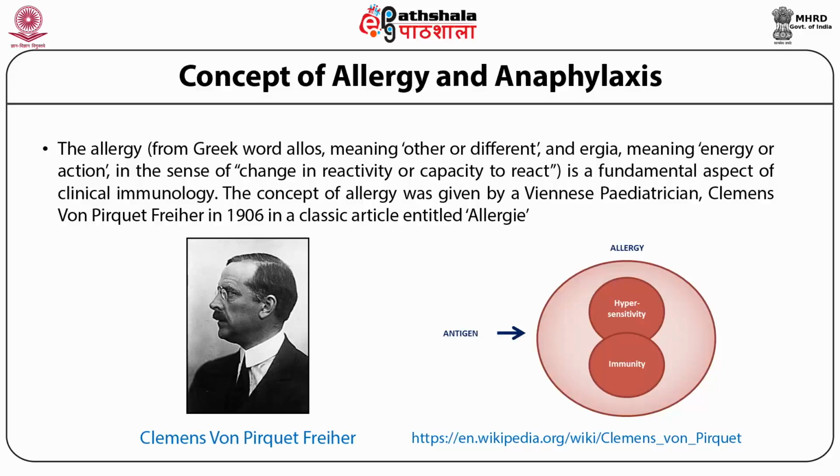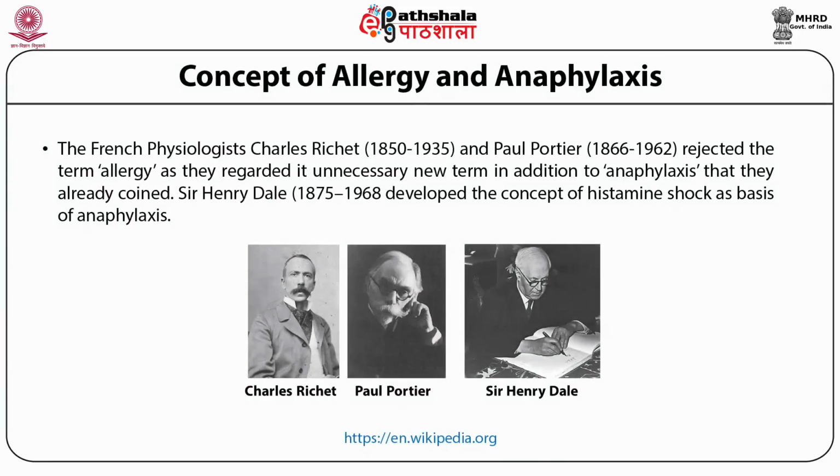The idea of immunity by notable scientists such as Pasteur, Ehrlich, Metchnikoff, Behring, etc. in the 19th century hindered and delayed the acceptance of von Pirquet's idea. Nobody could even imagine at that time that the immune system can harm the host it protects. The French physiologists Charles Richet and Paul Portier rejected the term allergy as they regarded it as an unnecessary new term in addition to anaphylaxis that they had already coined.